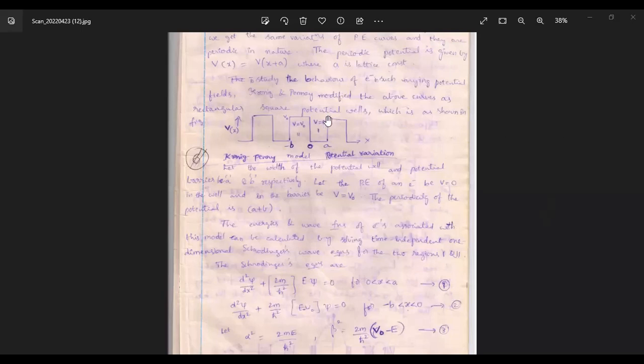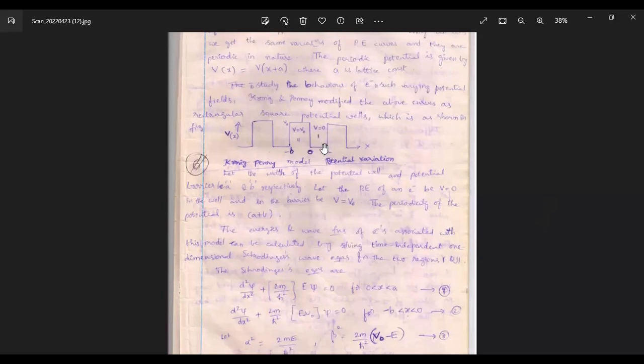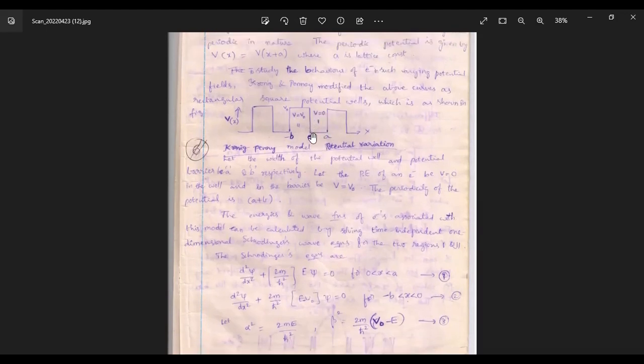Here the diagram shows, in the Kronig-Penney model, the periodic potential experienced by an electron. V is equal to the maximum potential V naught in the barrier. V is equal to 0 in between, that is, the potential energy is 0 when it approaches any positive ion core. So these curves are like this.